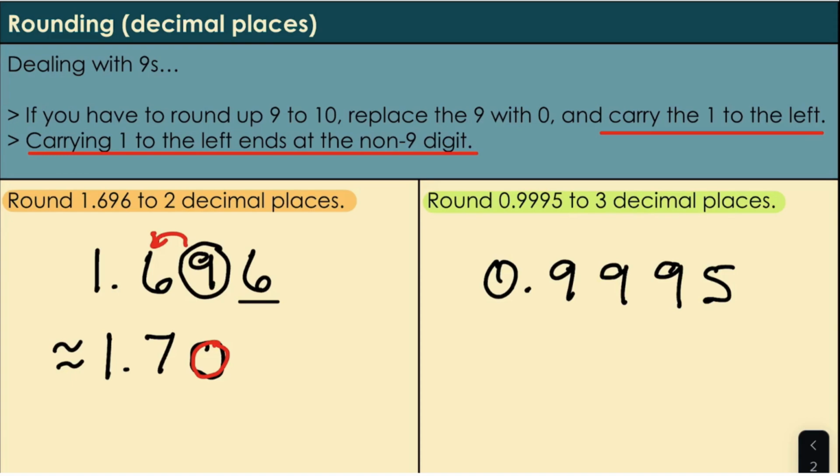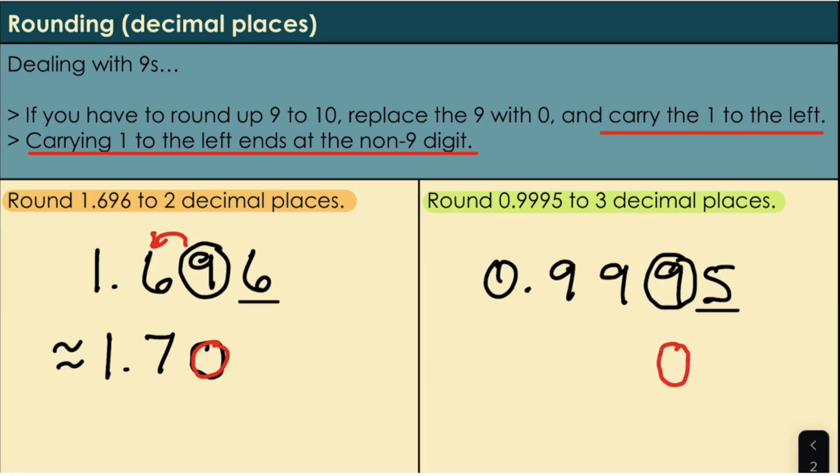Next example, we see our third decimal place value. We circle that. The next value we underline. It is a 5, so we have to round up. Now, again, carrying the 1 to the left, we have to be careful with this. Working directly underneath, the circled 9 has now become a 10.